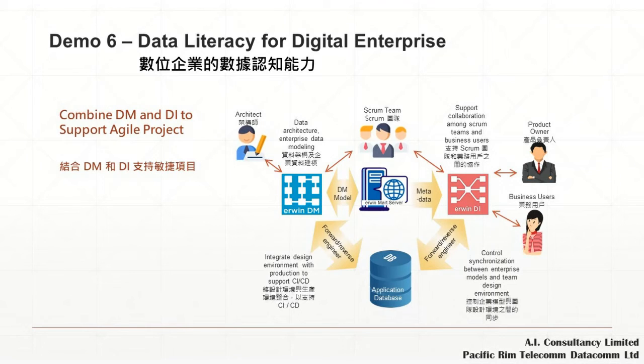With DM and DI used together, Scrum teams and business users can collaborate on DI and DM integrated platforms to carry out development work autonomously and agilely, and still be able to maintain a robust and flexible architecture. At the same time, data architects can connect and integrate current data catalog and database environments with enterprise data models to monitor, control, and synchronize them to realize an evolvable agile architecture.